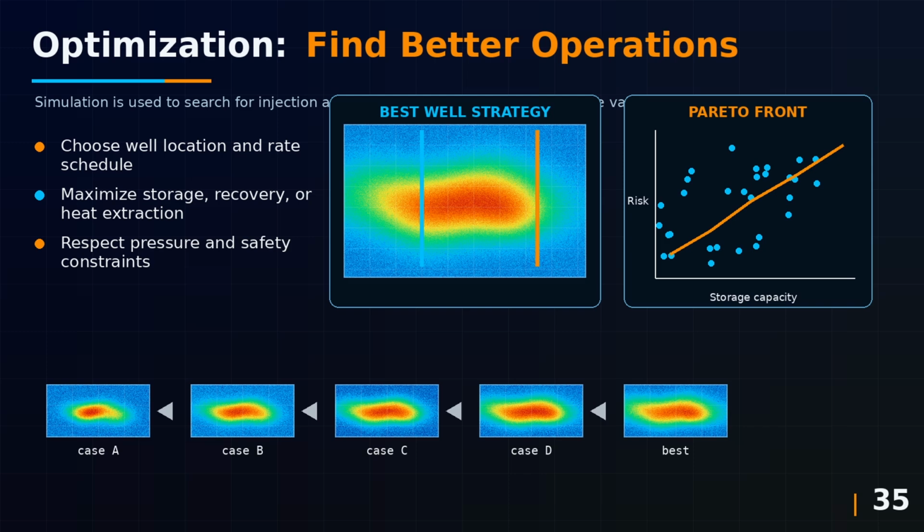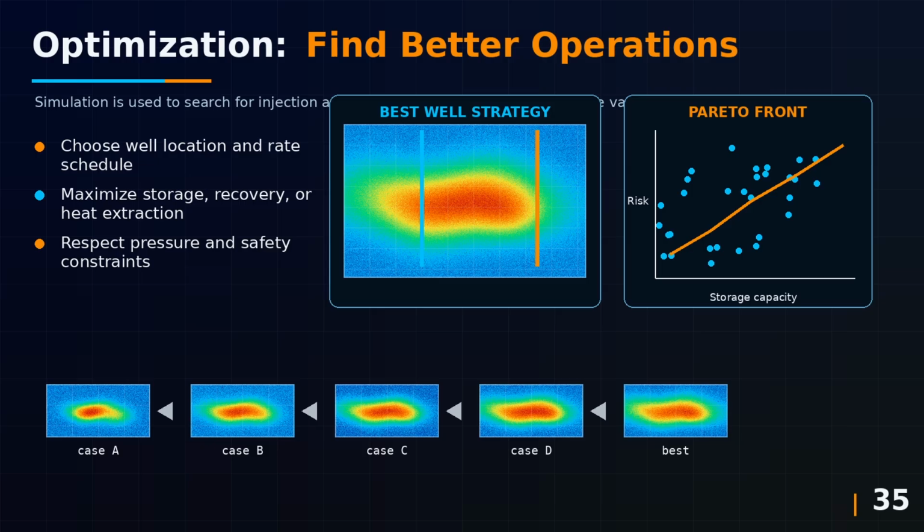The slide shows the idea of searching for better operational settings. Decision variables may include injection rate, production rate, well location, well spacing, completion interval, pressure limits, cycling schedule, or brine extraction strategy. The simulator evaluates each candidate strategy, and the optimizer searches for improved solutions.